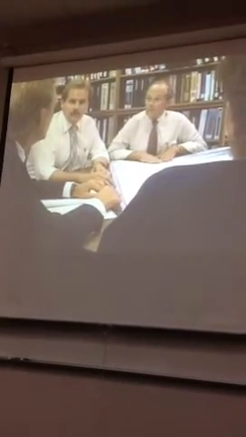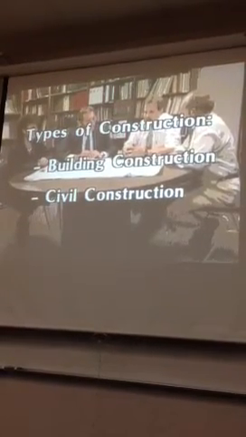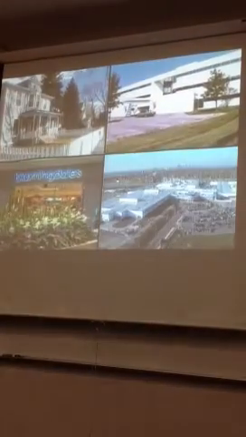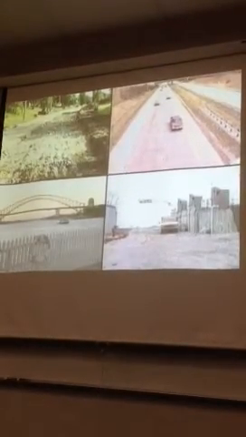An architectural firm finds out what type of construction the client is interested in, whether it's building construction or civil construction. Building construction includes structures like houses, office buildings, stores, and factories. Yeah, but what's civil construction? Civil construction involves roadways like streets and highways, as well as more complex structures like bridges and sewage treatment facilities.